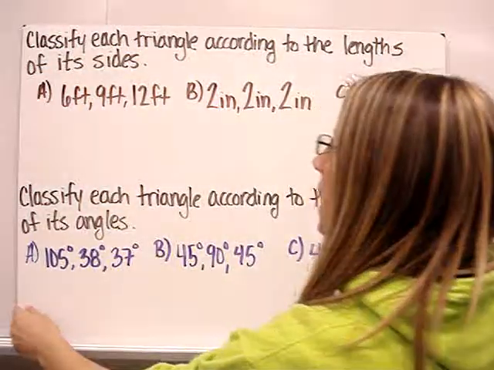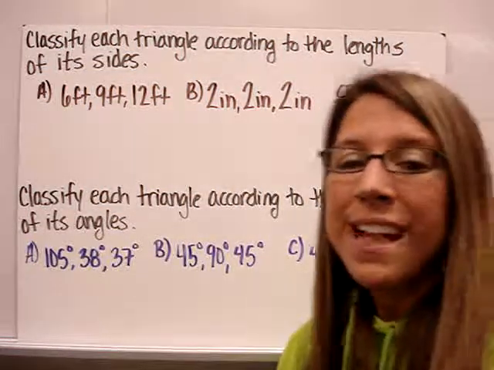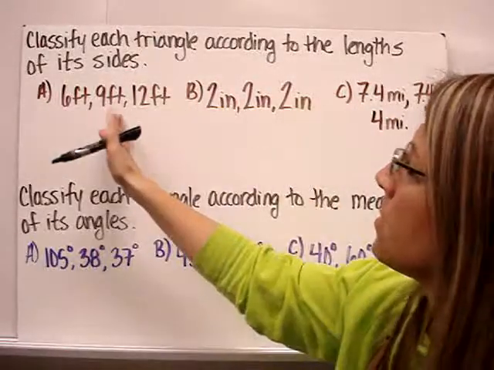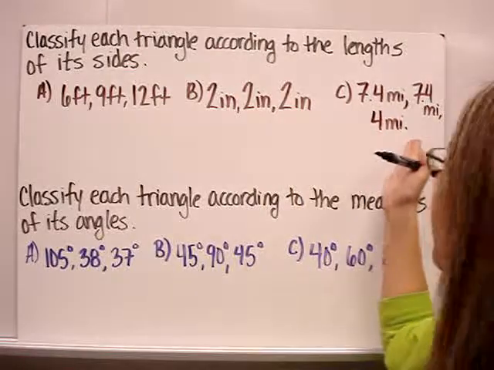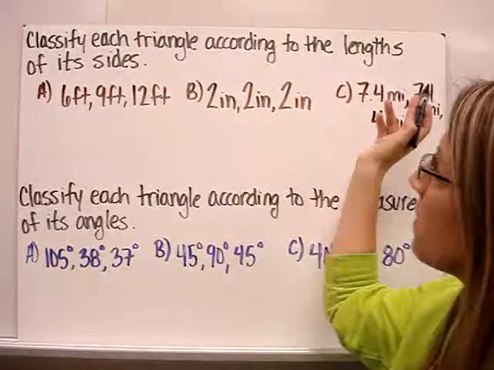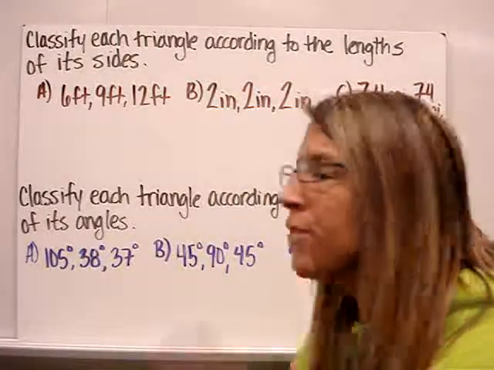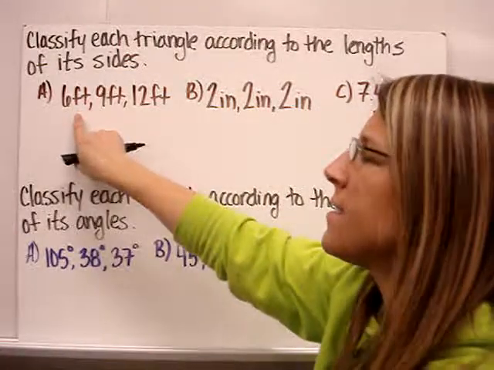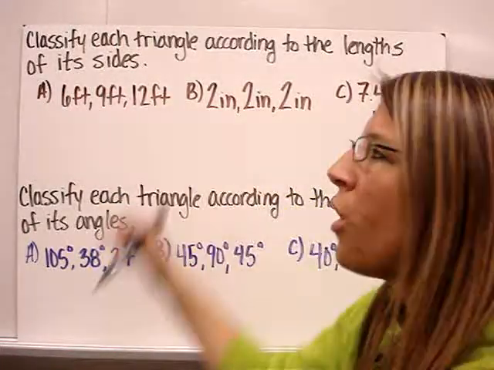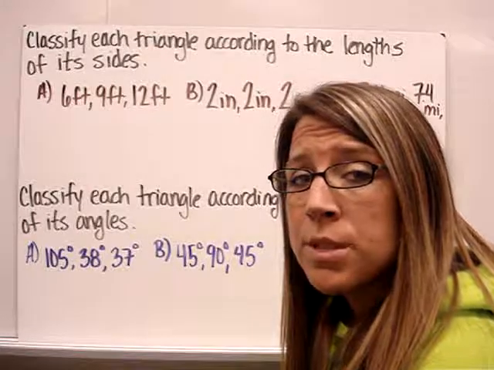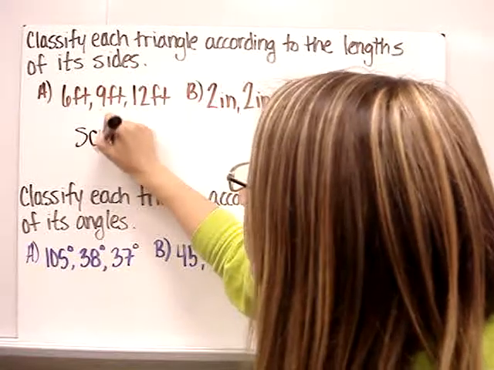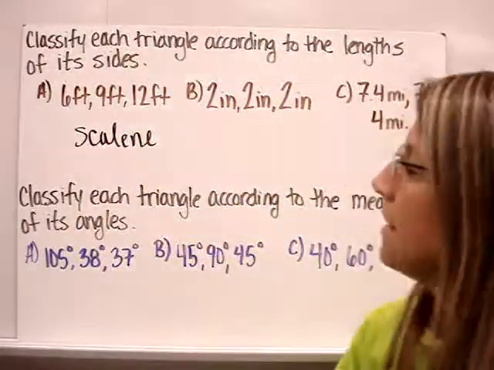And then lastly, without looking at a triangle, we can classify it if we know their measures. So these triangles, we are given lengths of sides. So this asks us to classify each triangle according to the lengths of its sides. So only one name for each one. If a triangle has sides that measure 6 feet, 9 feet, and 12 feet, well, all three measures are different. So that is a scalene triangle. So we'll just go ahead and write in scalene.